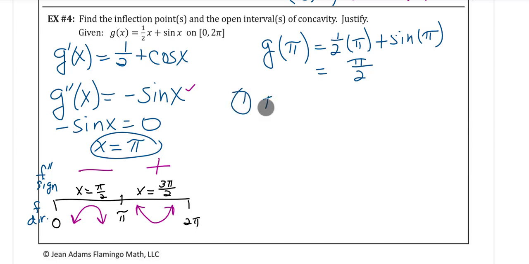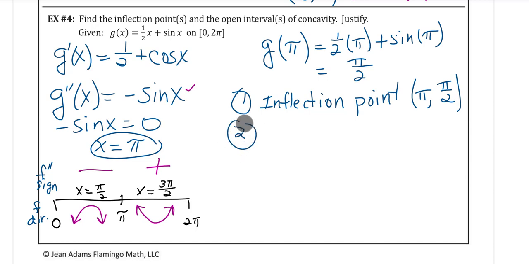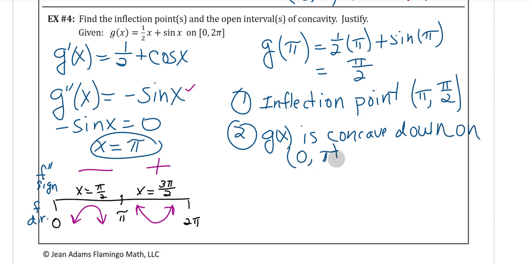Number 1, I have an inflection point at pi over 2. The next thing is I have an area that is concave down, so g of x is concave down on 0 to pi, since g double prime of x is less than 0.